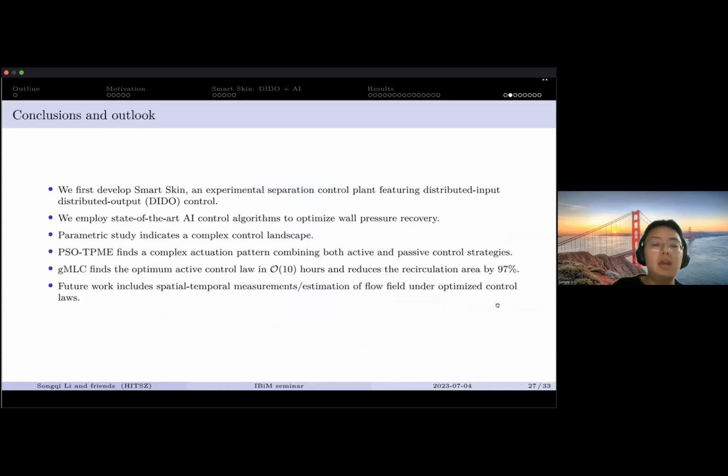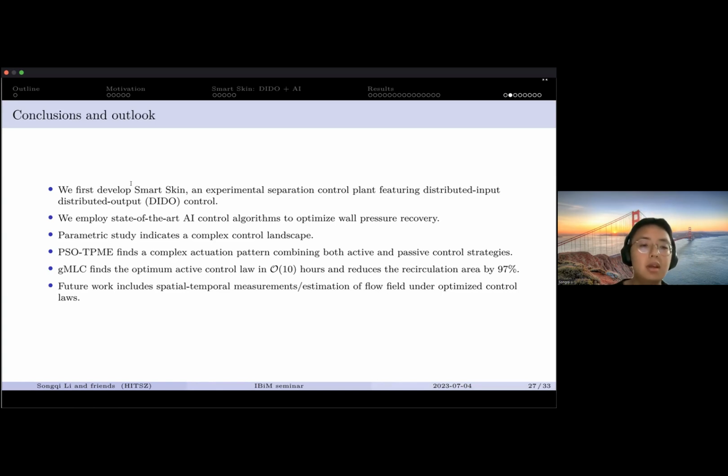Okay, and so with this, I will just make a conclusion. What I present in this seminar is the development and some experimental results of the smart skin. It is an experimental separation control plant featuring distributed input and distributed output.